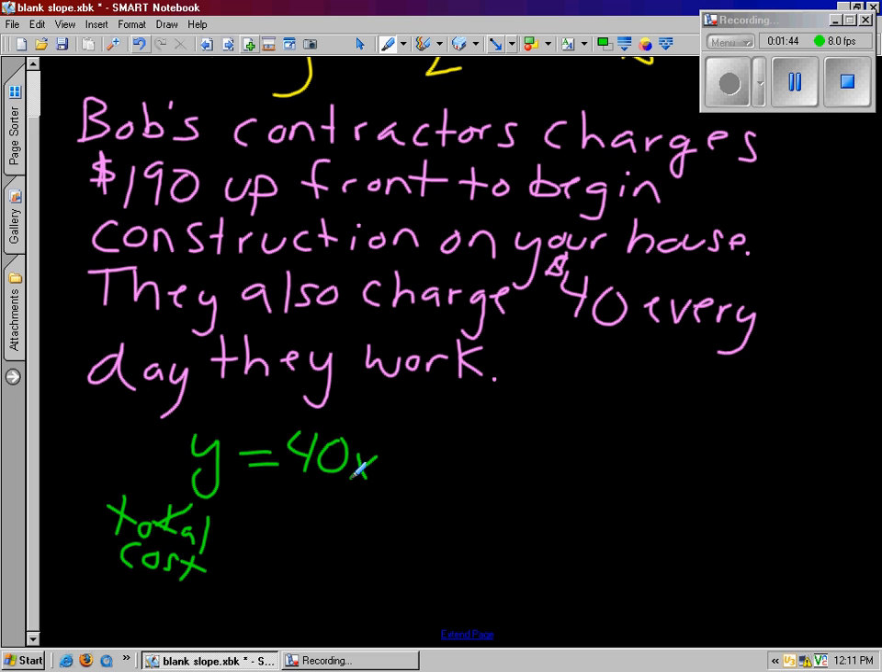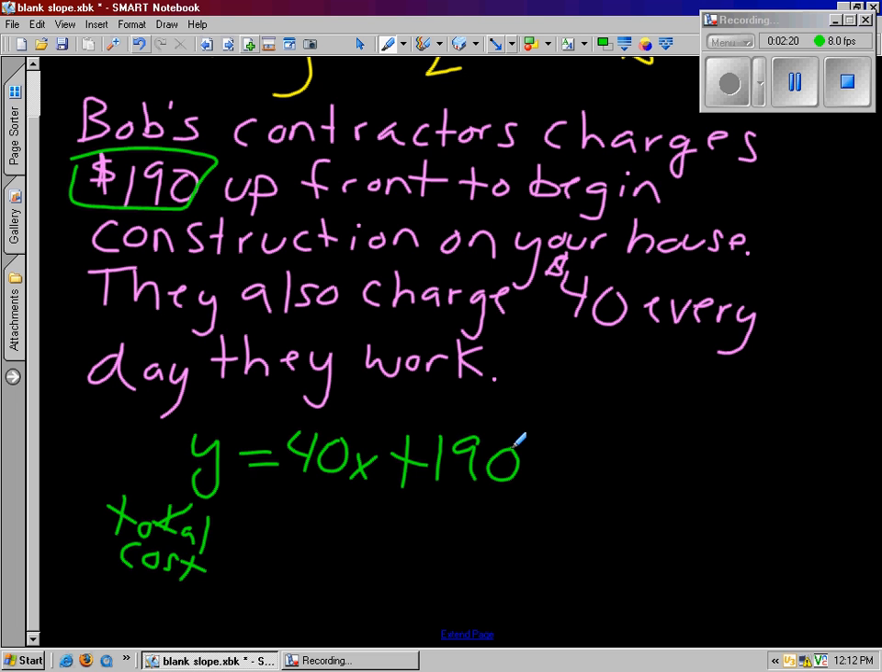Now the problem is we have this $190. Not quite sure what to do with it. They charge it up front. It's a one-time thing. They don't charge it again. So all I'm going to do is take my 40x and add that 190 to it, right? Because if they work for one day, they're going to charge me that $40 plus the 190. If they work for 2 days, they're going to charge me $80 plus the 190. Now, that looks rather similar, doesn't it? That's slope-intercept form. We can work with that.